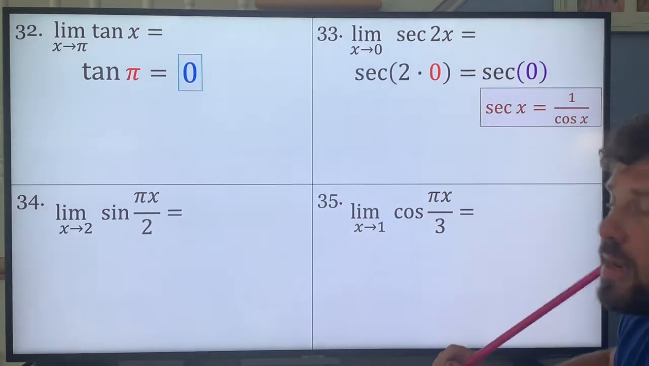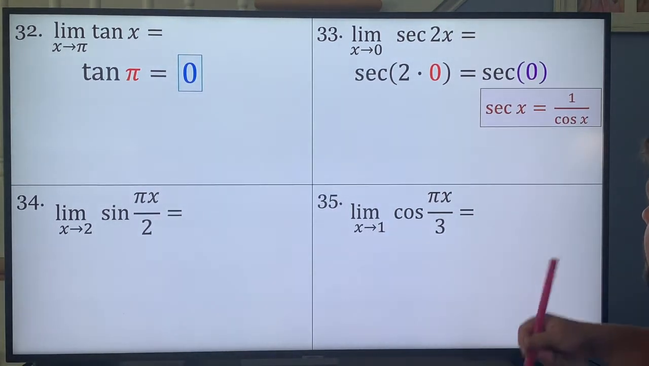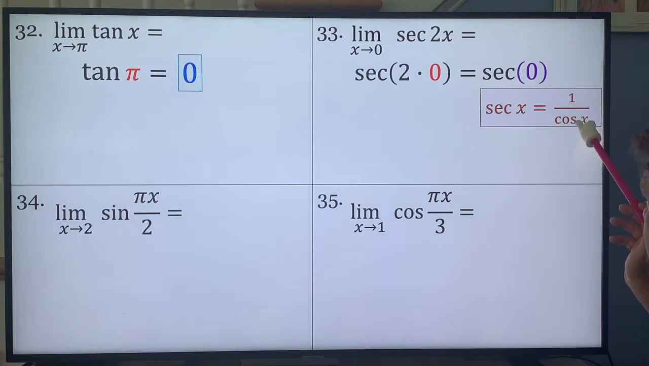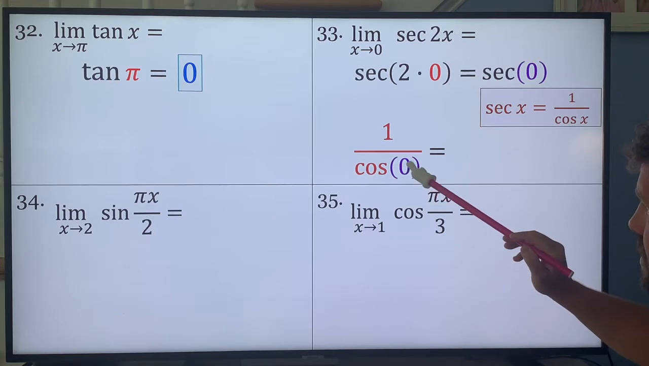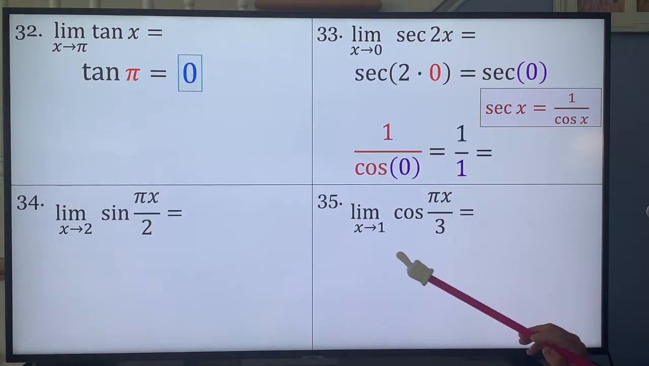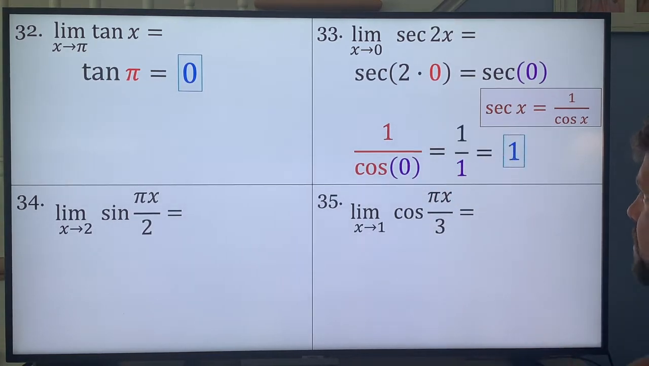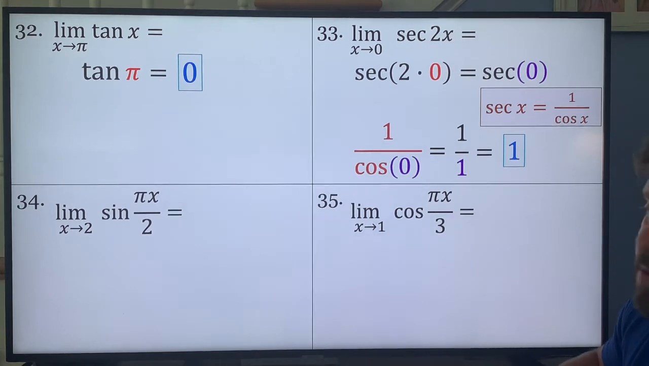There is no secant button on your calculator. So the way to do this is, you're going to find out what cosine 0 is, right? And you're going to do 1 divided by cosine 0. Cosine 0 is 1. So 1 divided by 1 is 1. Sorry, no easier way to do it.